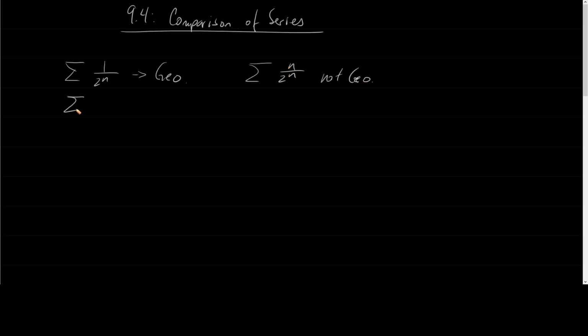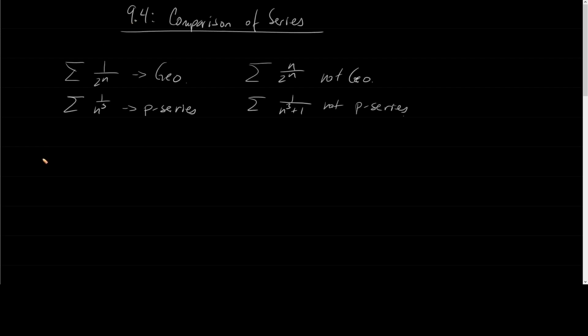Similarly, if I had something like 1 over n cubed, this is a p-series. But if I had something like 1 over n cubed plus 1, this is not a p-series. So the idea here is that there are series that look like a series we already know, but they're not exactly that. How do we figure out if they are convergent or divergent? Well, we have two kinds of comparison tests that we're going to talk about here.